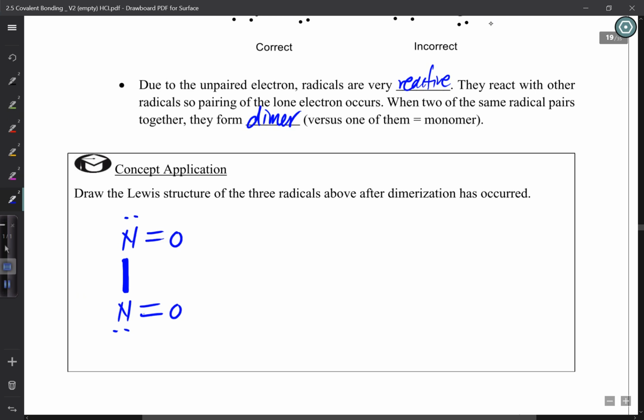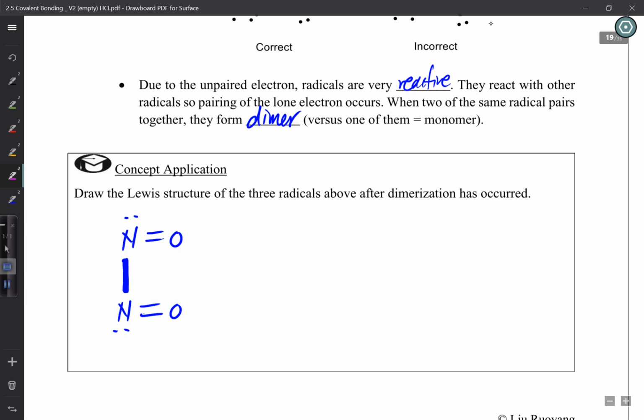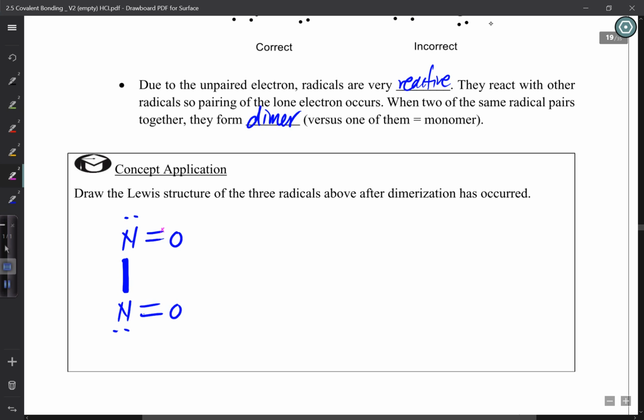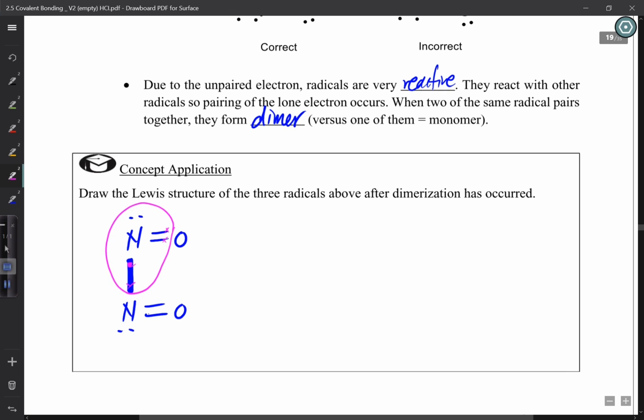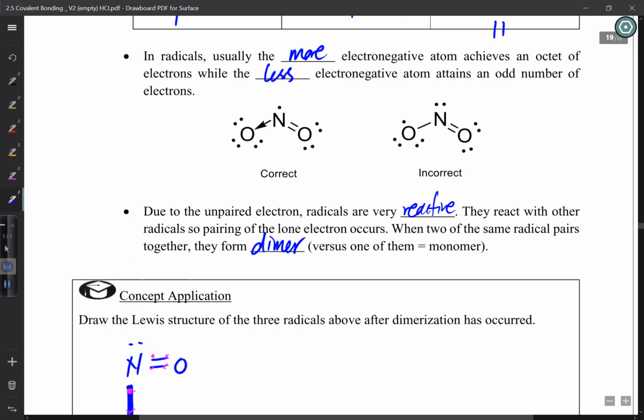In other words, the radicals, yes, correct. So it becomes N double bond O, N single bond N, double bond O. So that's how they dimerize. So that's 2 7. 8 what? You have to count this, remember? So it's 8, right? And then the bottom one also has 8. So 1, 2, 3, 4, 5, 6, 7, 8. And the bottom one also has 8, right? 1, 2, 3, 4, 5, 6. Compared to previously they only had 7.